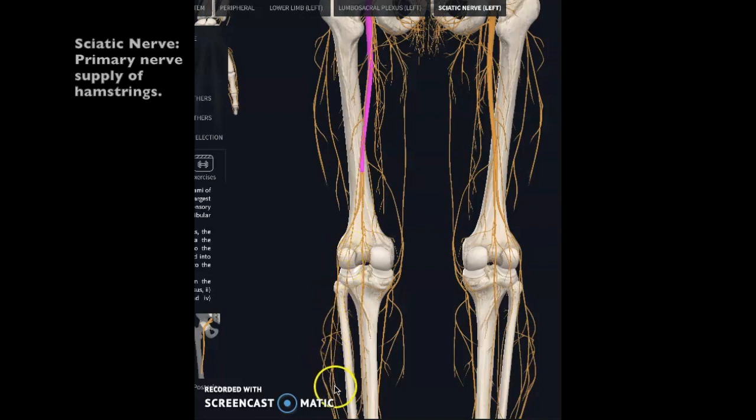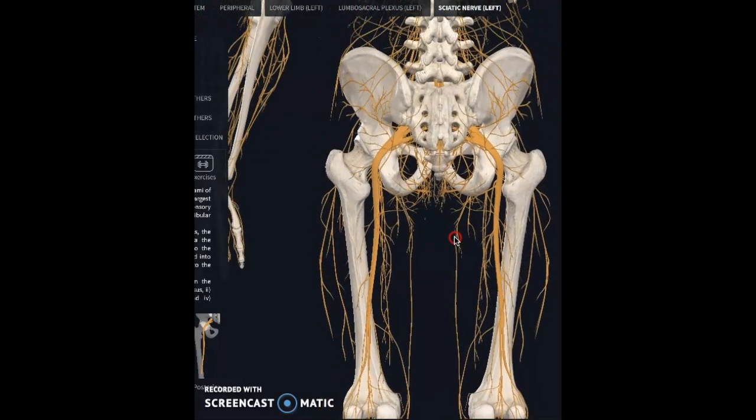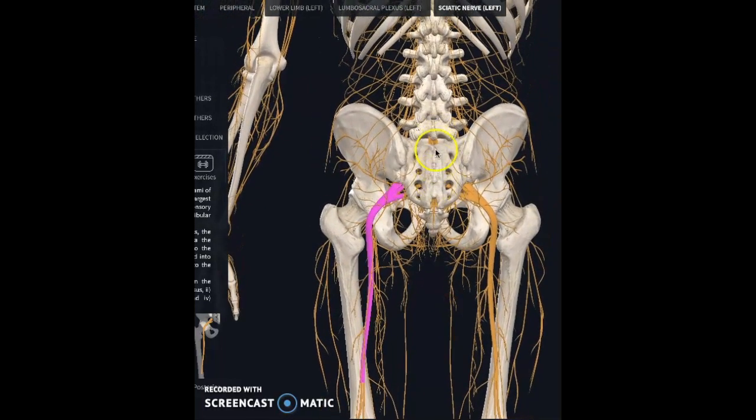Part of it goes towards the front, kind of outside part of your leg. Part of it goes straight down the back into your calf. It stems from L4-5 spinal nerve roots, okay? And it does stem a little bit from your sacral nerve roots, but generally it's L4-5 down in here, okay?